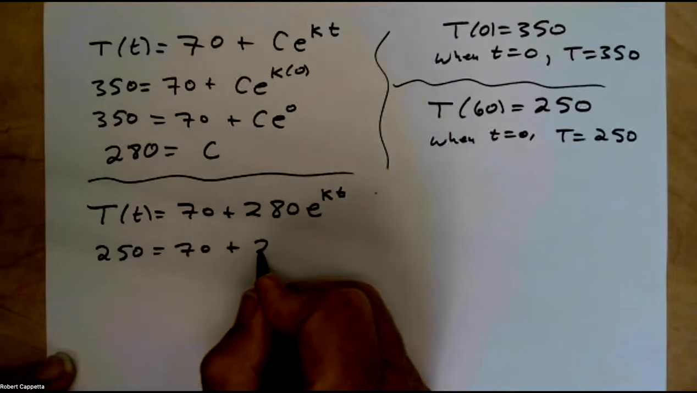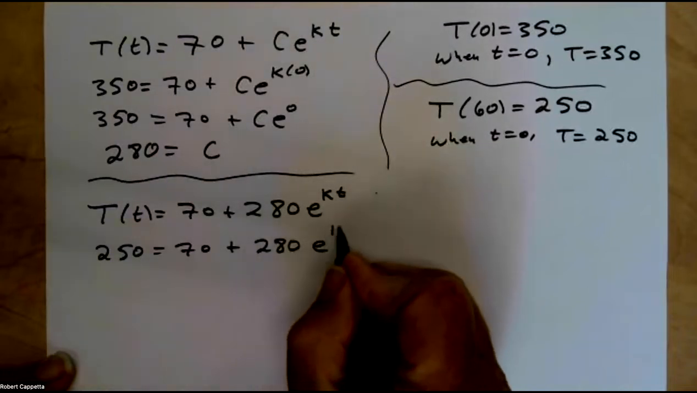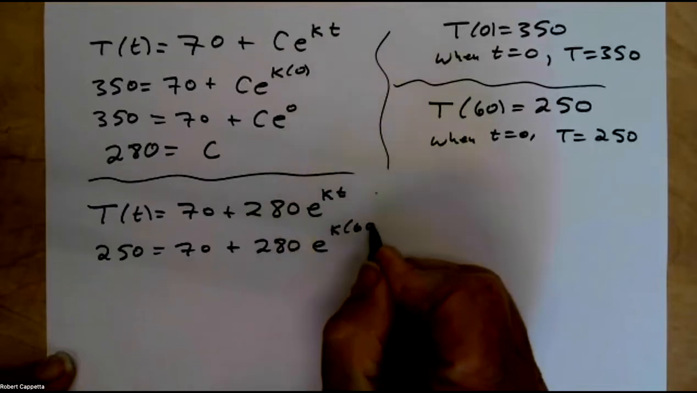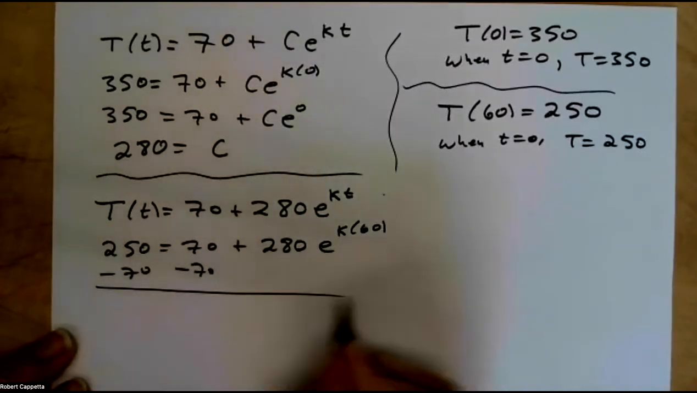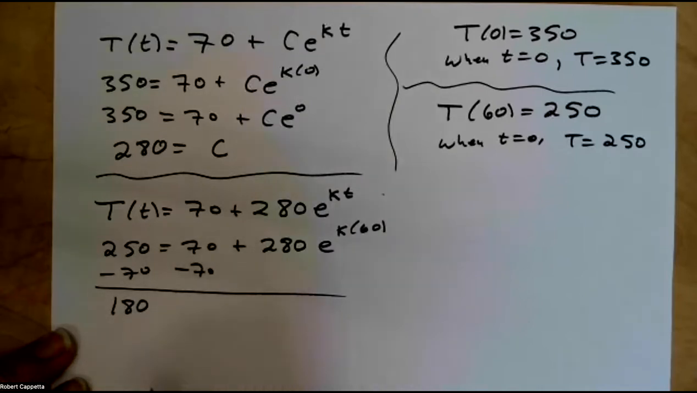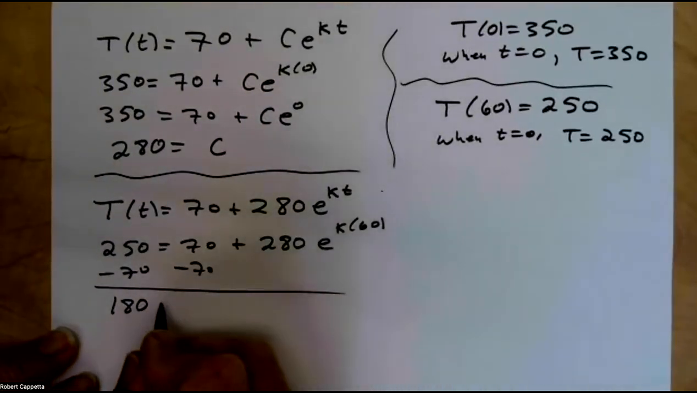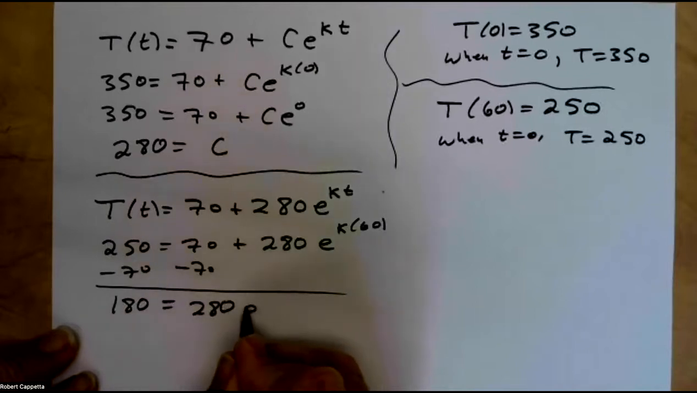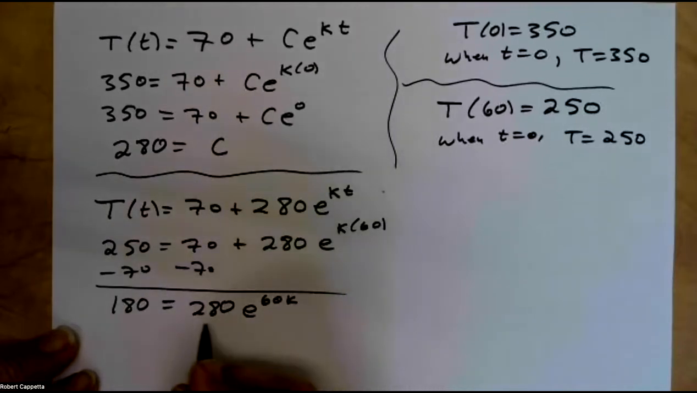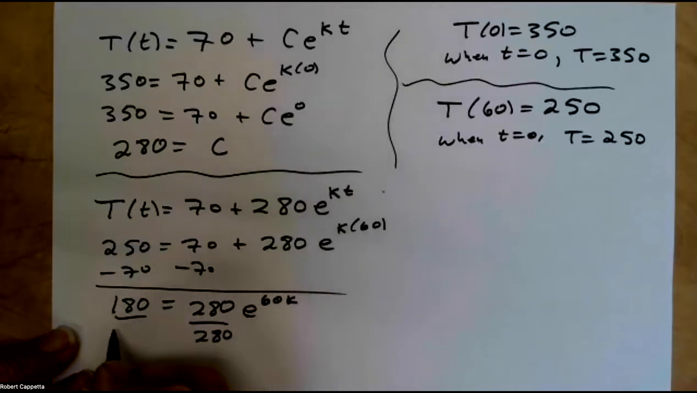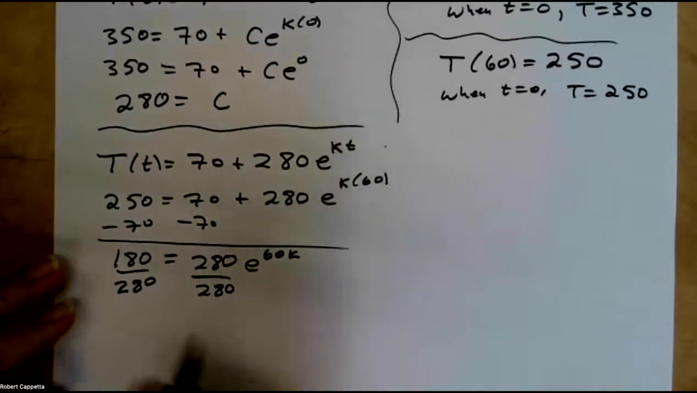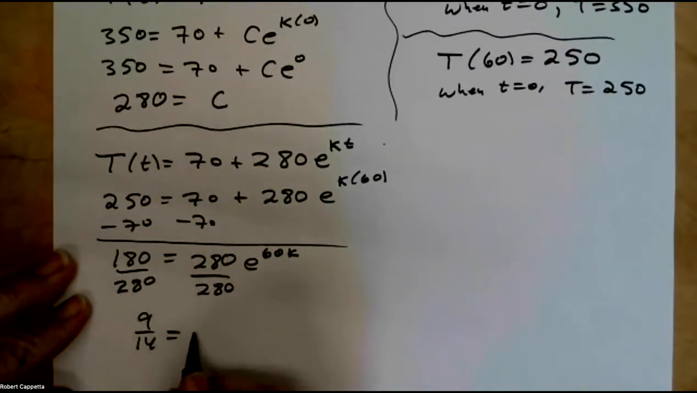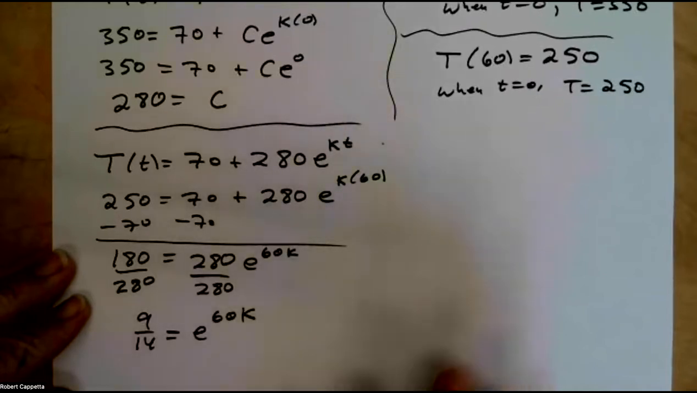So we have 250 is 70 plus 280 e to the K times 60. Subtracting 70 from both sides, what do we get? 180 equals 280 e to the 60K. Dividing by 280, that's 18/28 or 9/14, is e to the 60K.